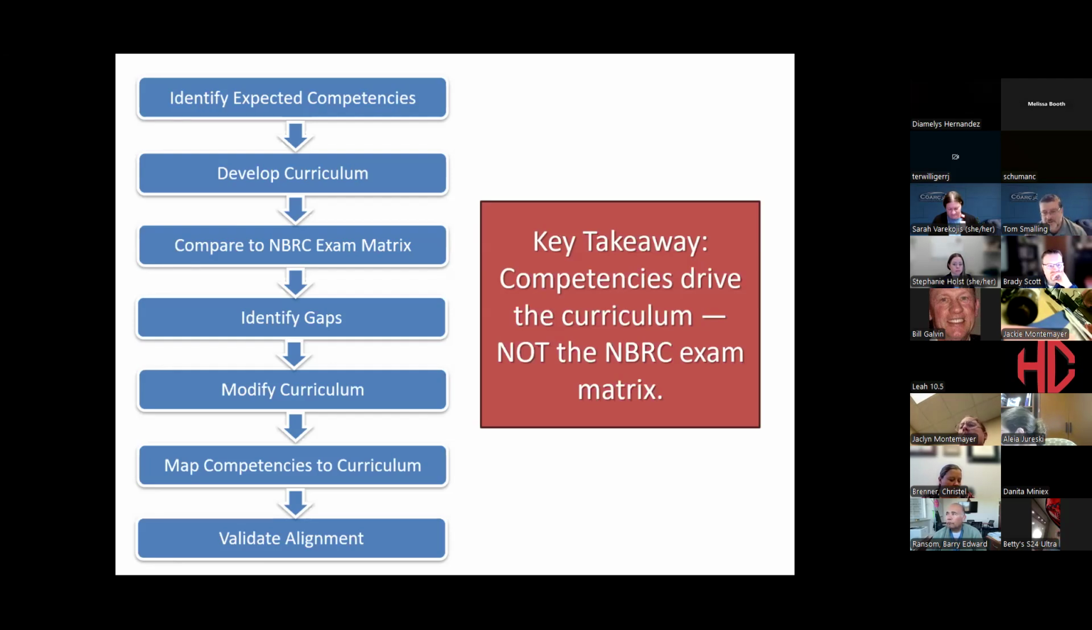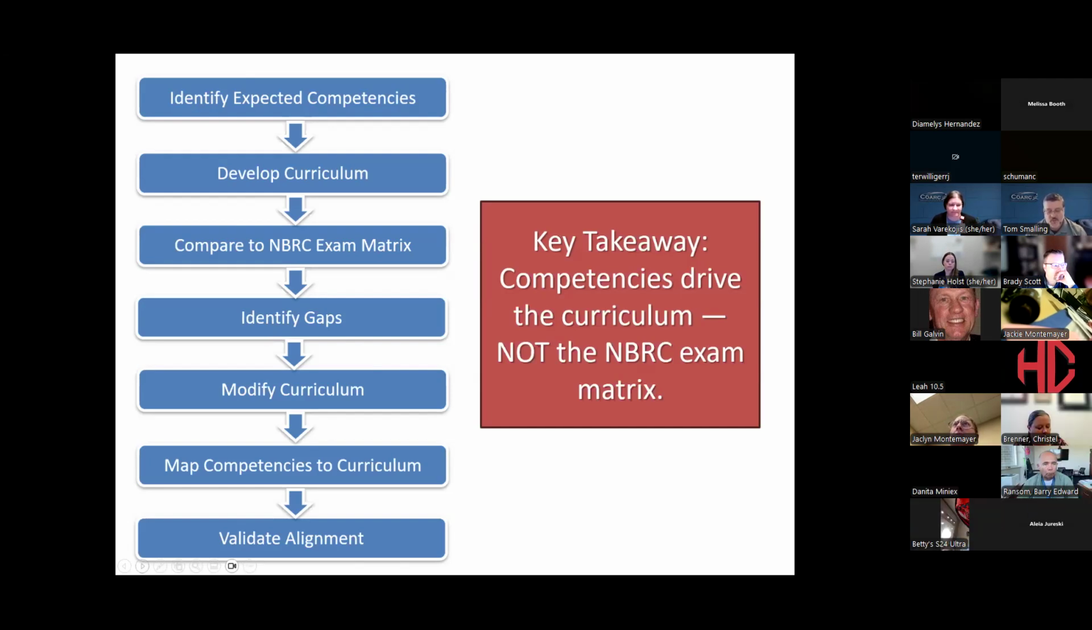Then, instead of developing the curriculum, you will be revising the curriculum. Then you're going to look at the NBRC exam matrix. Look at that content matrix comparison and identify gaps and redundancies. Then you're going to modify the curriculum. Okay? And now you've got a curriculum that is aligned with the program goals, aligned with the NBRC content matrix. And now you're going to do what? You're going to map it all out. You're going to map it out and you're going to validate alignment through reevaluation and reassessment.